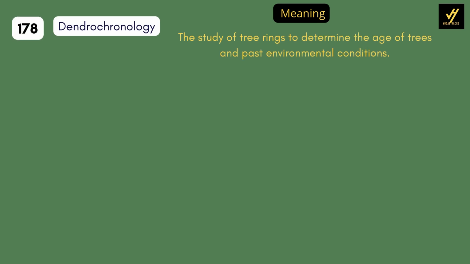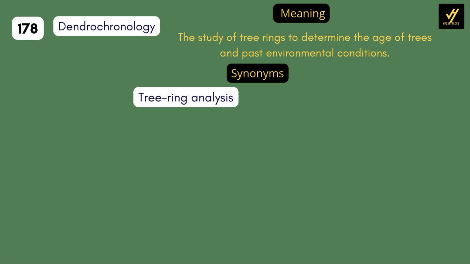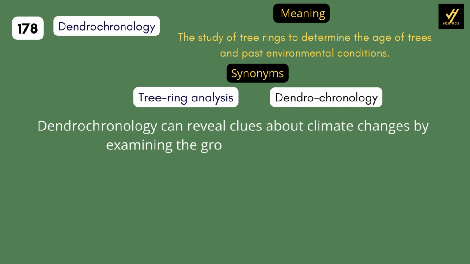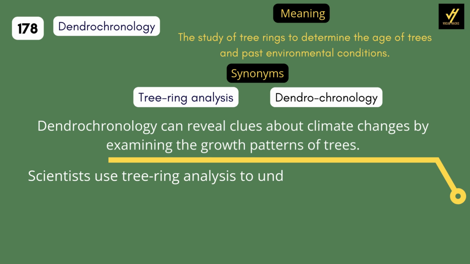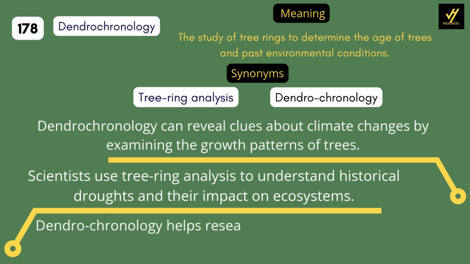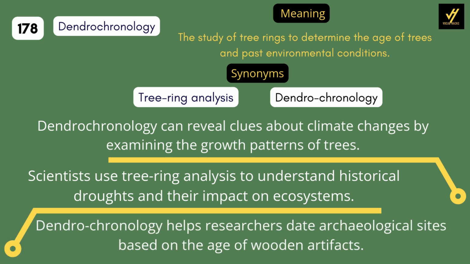Dendrochronology, the study of tree rings to determine the age of trees and past environmental conditions. Dendrochronology can reveal clues about climate changes by examining the growth patterns of trees. Scientists use tree ring analysis to understand historical droughts and their impact on ecosystems. Dendrochronology helps researchers date archaeological sites based on the age of wooden artifacts.